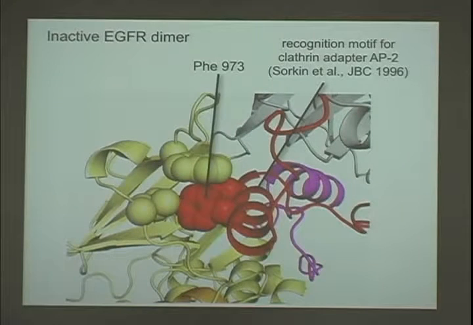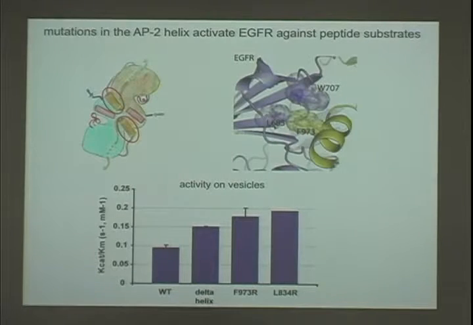So this looks good. And the other interesting thing is that this alpha helix actually contains the clathrin adapter protein AP2 recognition motif, which will take EGF into endocytic vesicles. It's one of the mechanisms. And it's also known that the AP2 recognition motif of EGF receptor is hidden until EGF arrives. So that's an intriguing aspect of the structure.